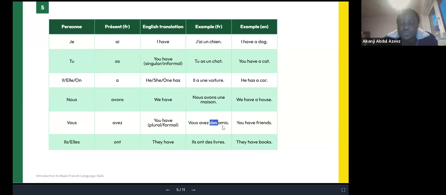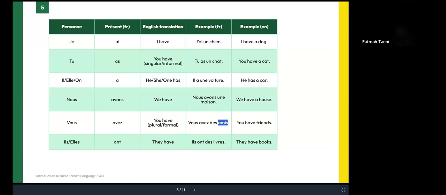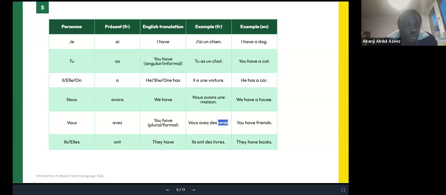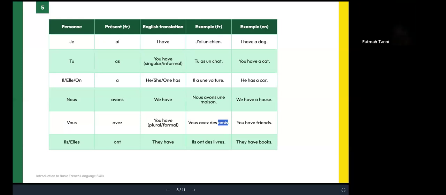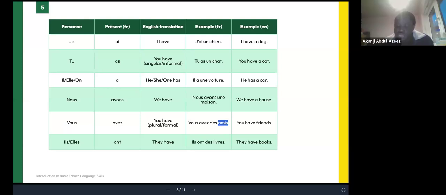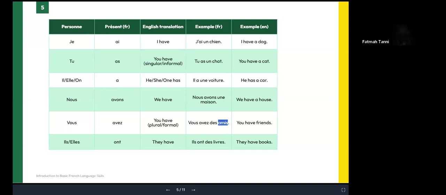There is, you see, ami. Look at how they write ami here. Spell it. A-M-I-S. That is in plural. But when it is singular, like you have a friend in singular, you put A-M-I-E. You understand?